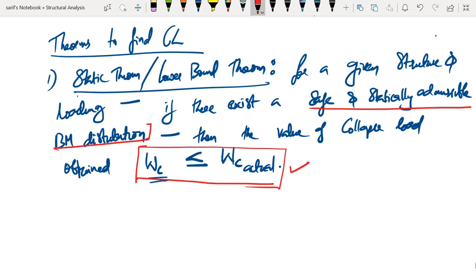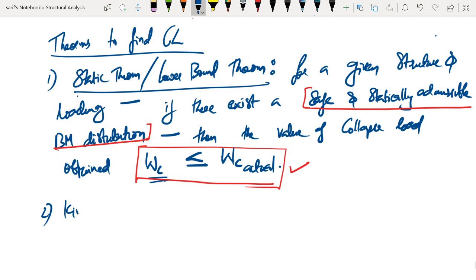Third thing is there has to be a safe and statically admissible bending moment distribution. So that means the bending moment distribution, whatever we are finding, the values of the bending moment has to satisfy the equations of static equilibrium. So if we can find such a bending moment distribution, then the corresponding value that we are going to obtain for the collapse load is going to be always less than or equal to the actual value. So that is the static or the lower bound theorem.